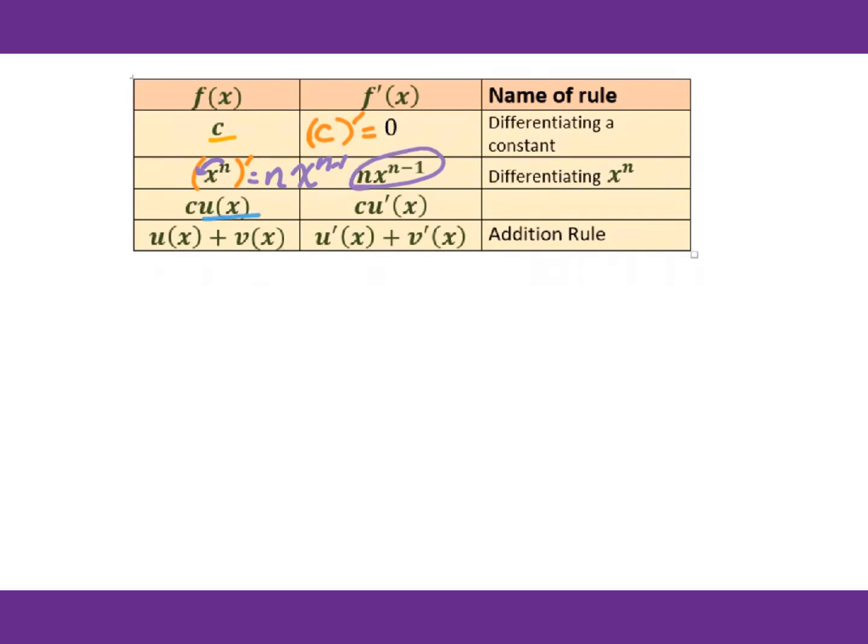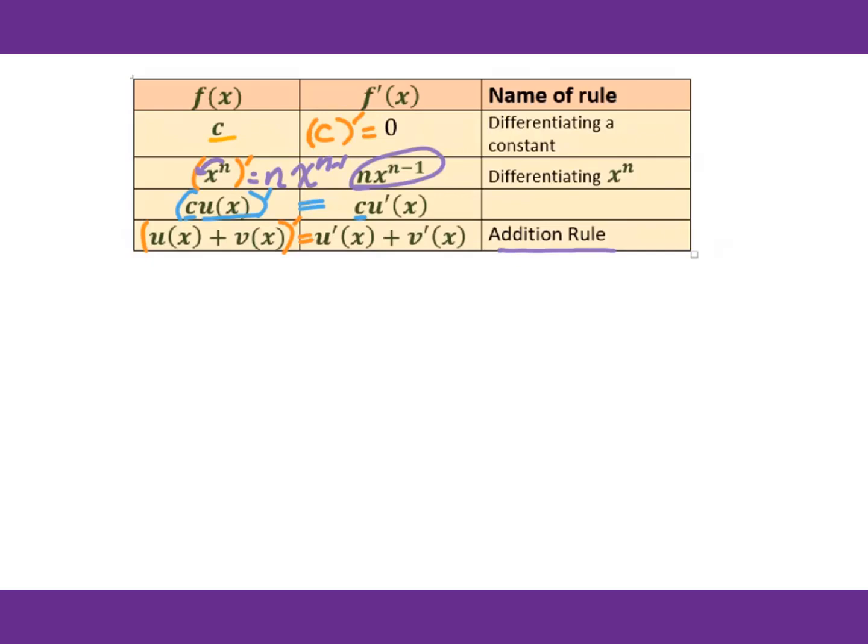For the function u of x, we have coefficient c. When you do the derivative, the c will stay the same, multiplied by u prime of x. Then we have the addition rule of derivative. When you have the sum of two functions, you take the derivative separately.